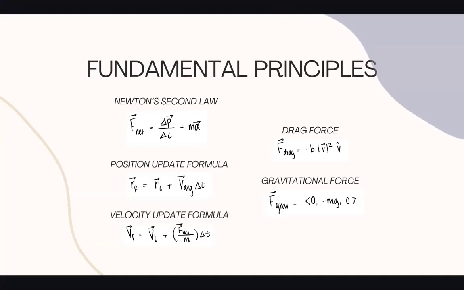There are five fundamental principles in the experiment. There's Newton's second law, the position update formula used to find the updated position with the new terms, and the velocity update formula used to find the updated velocity with the new terms. Drag force has a negative b, which is the proportionality constant, and shows that it acts in the opposite direction of the velocity of the object. And gravitational force shows that it is directed towards the negative y direction with the negative mg.